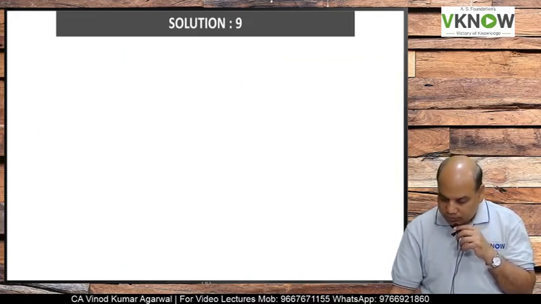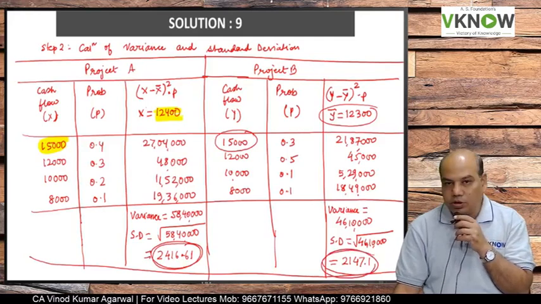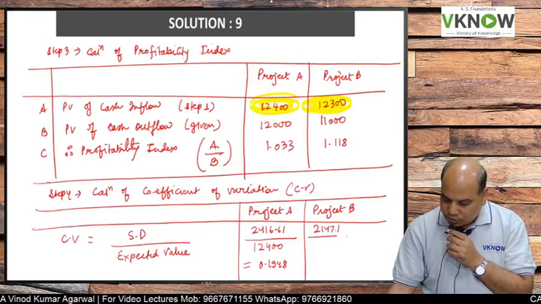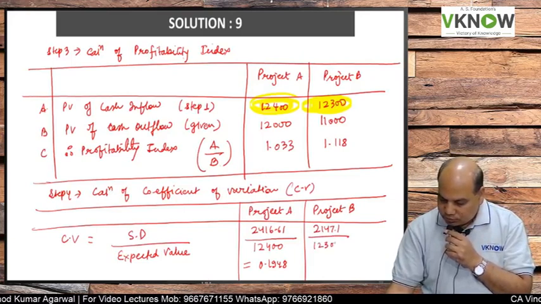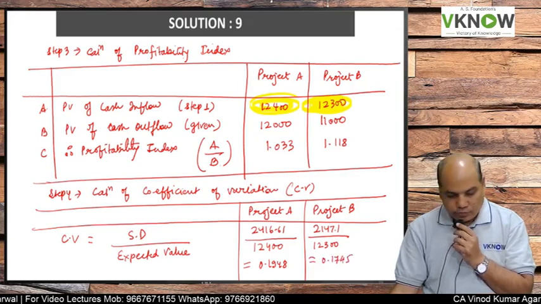Second one, the standard deviation is here on the right side below, 2147.1. 2147.1 and it is 12,300. 0.1745.